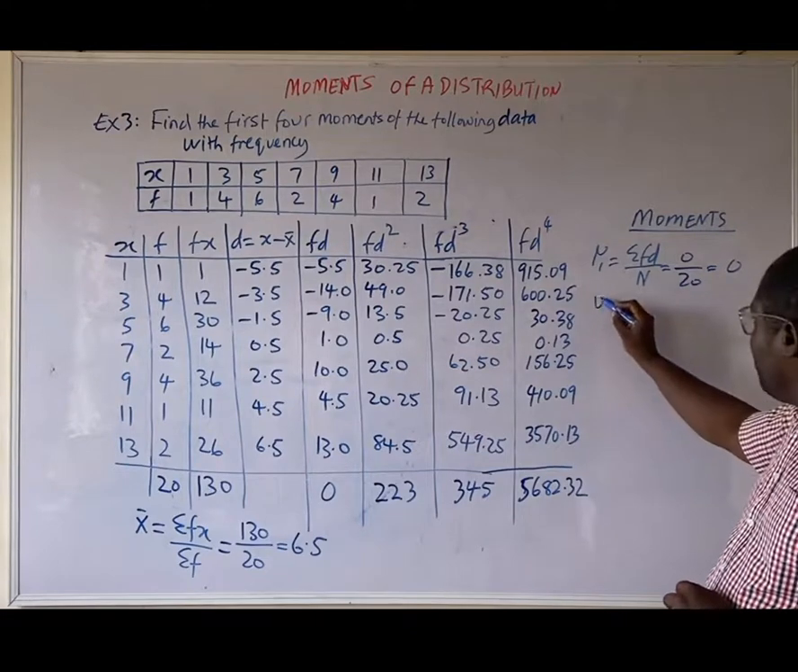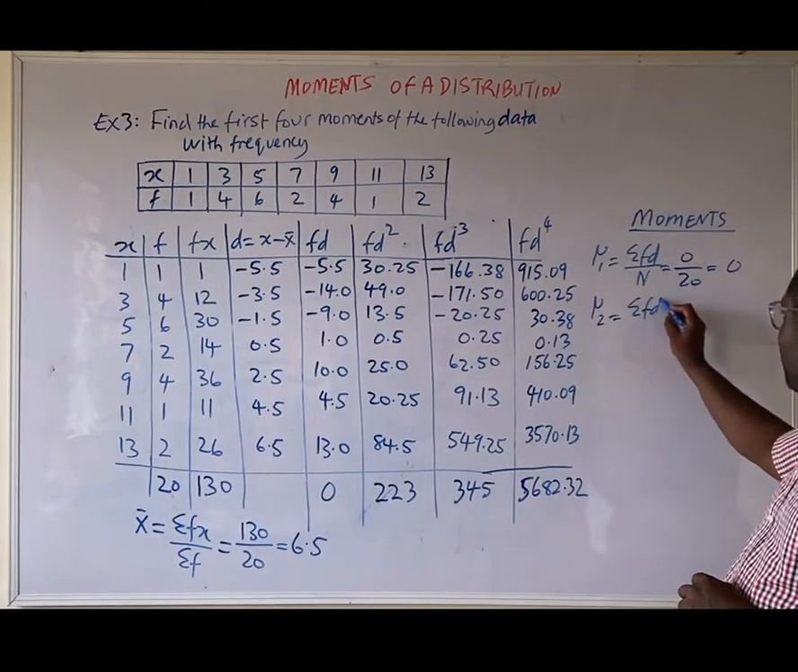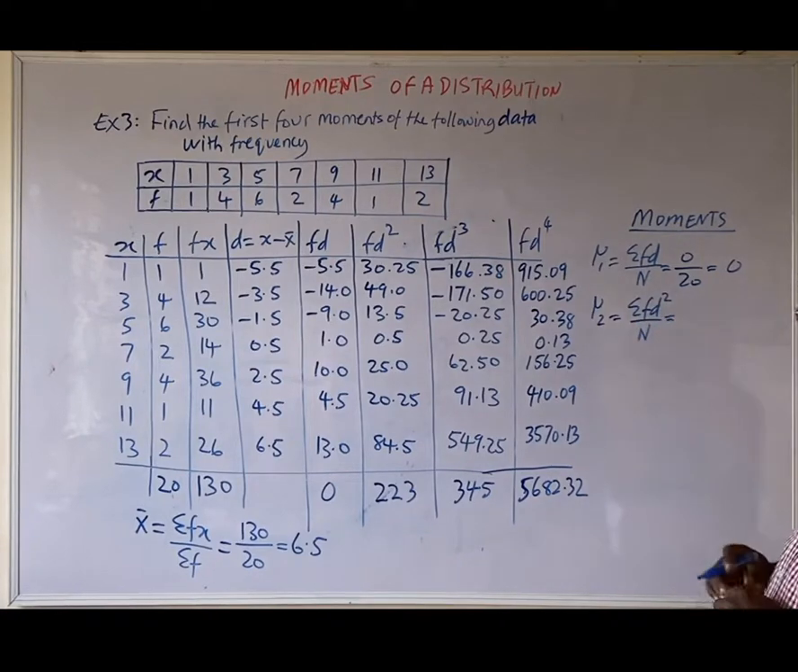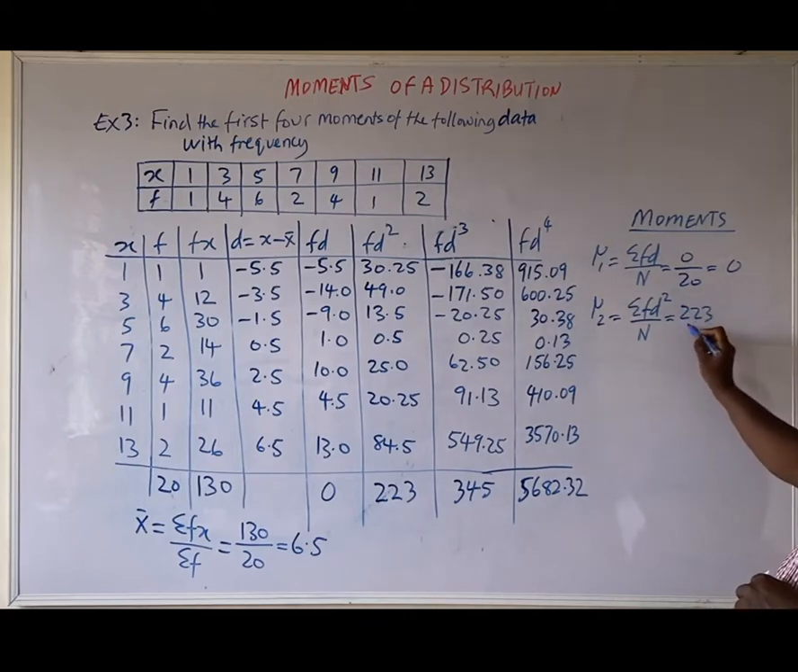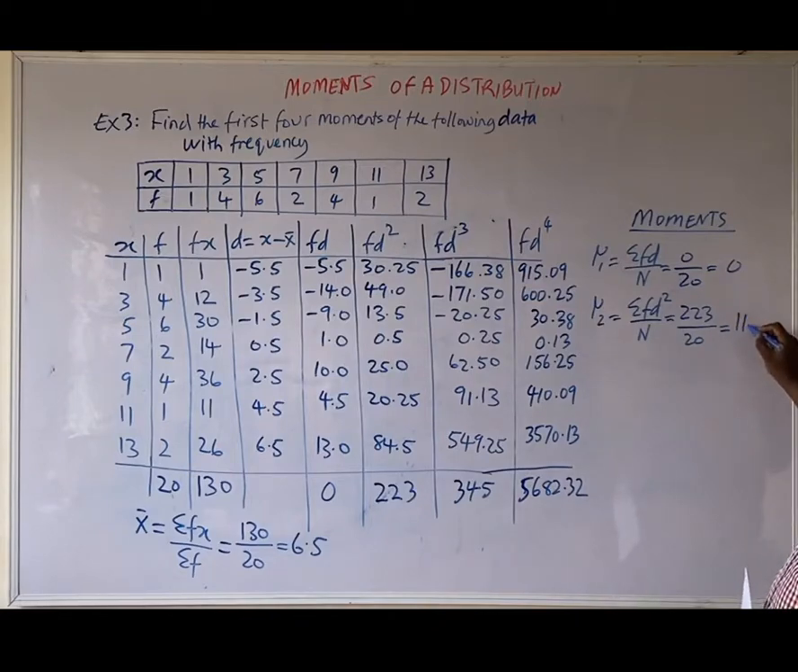Now the second moment is summation FD raised to power 2 all over N. What do we have? We have 223 all over 20. Can you do that at home? What do you have as your answer? The answer I have is 11.15. And this is our variance. This measures our variance.